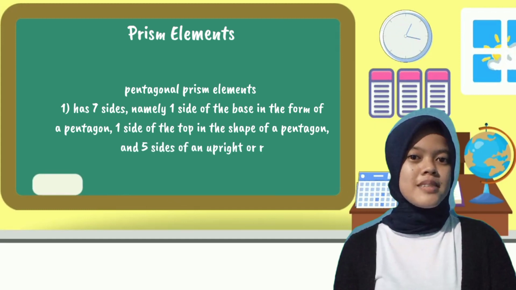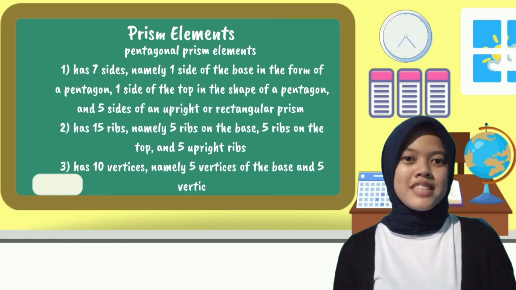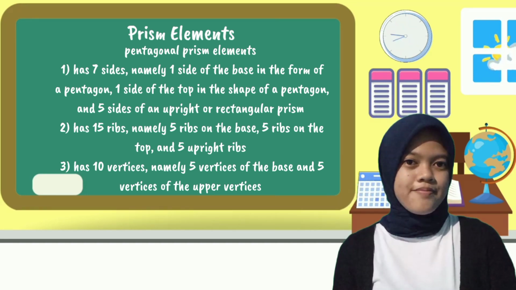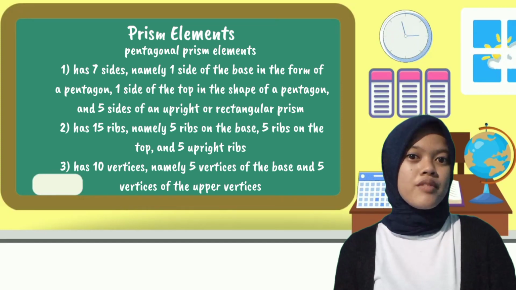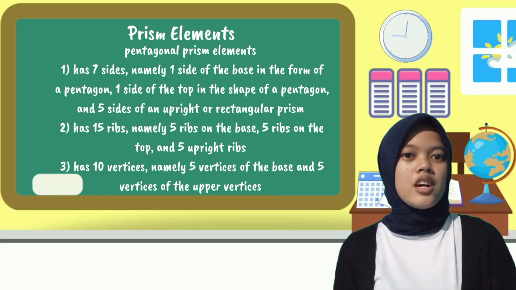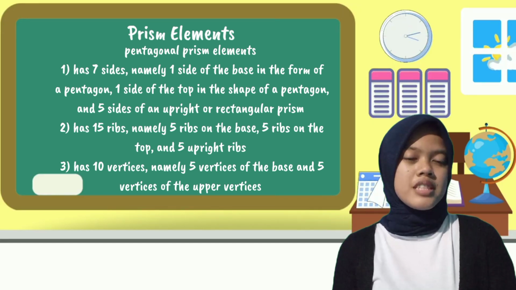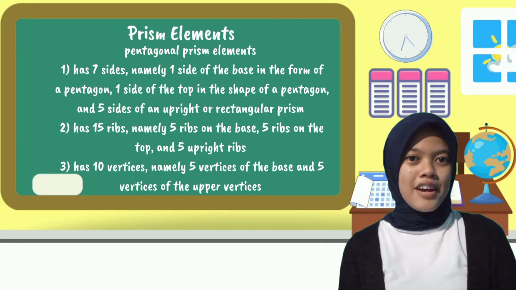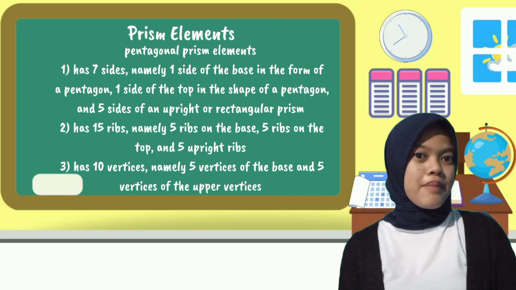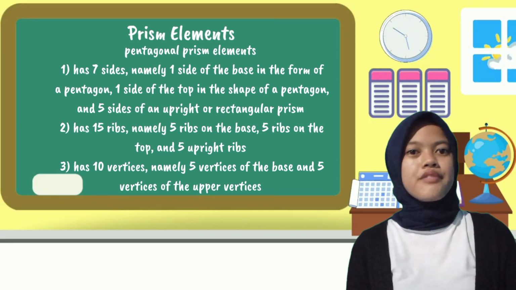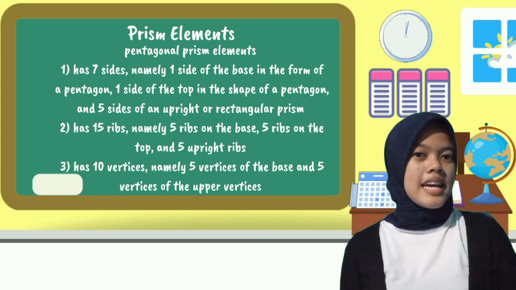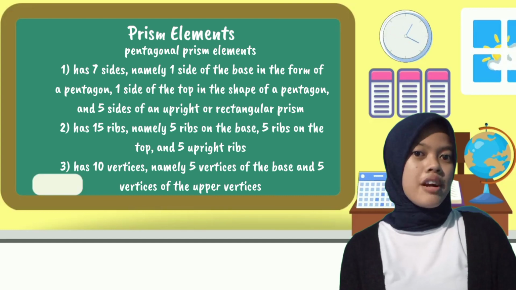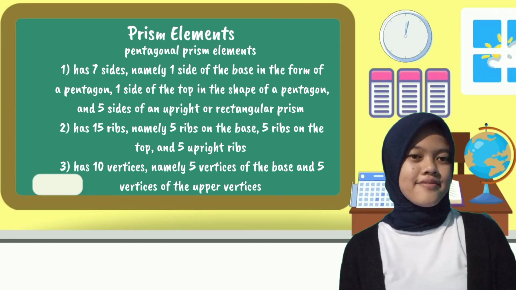3. Pentagonal prism elements. 1. Has 7 sides, namely 1 base in the shape of a pentagon, 1 top in the shape of a pentagon, and 5 upright or rectangular sides. 2. Has 15 edges, namely 5 edges on the base, 5 edges on the top, and 5 upright edges. 3. Has 10 vertices, namely 5 vertices of the base and 5 vertices of the top.